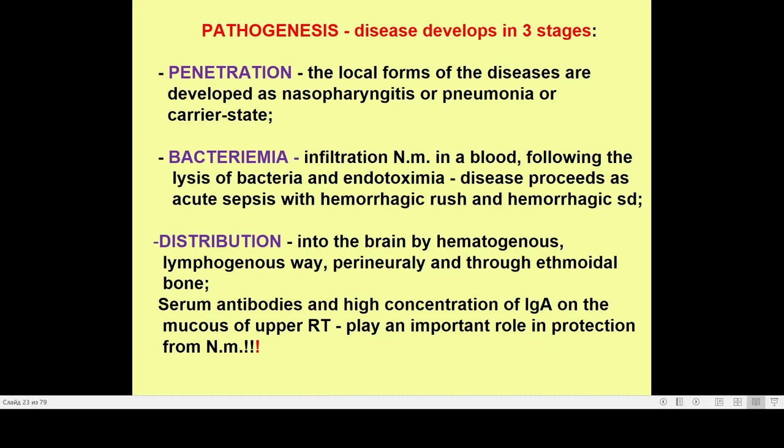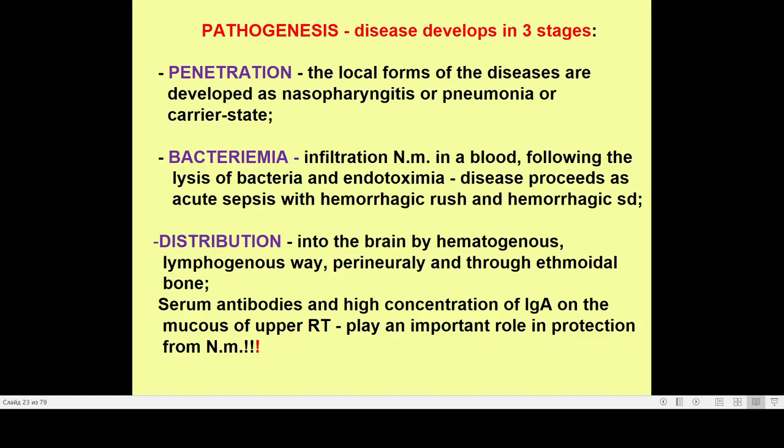But in people who have immunosuppression, it may be situational immunosuppression due to supercooling, stress, or other factors, there will be bacteremia, infiltration of the causative agent into the blood, followed by lysis of bacteria and release of endotoxin, and the disease proceeds as acute sepsis with hemorrhagic rash and hemorrhagic syndrome.